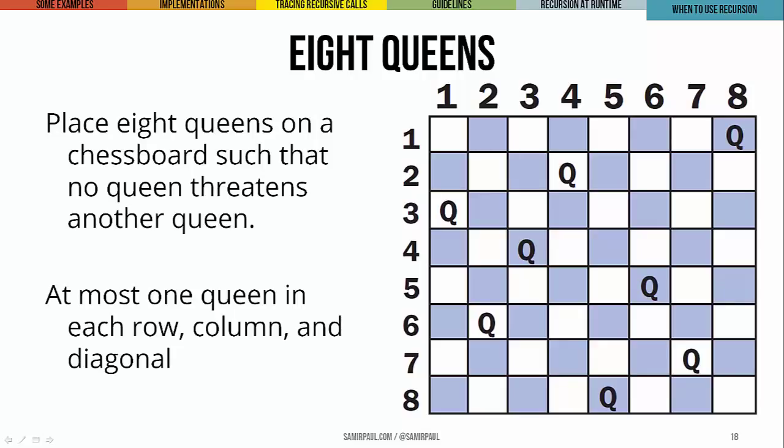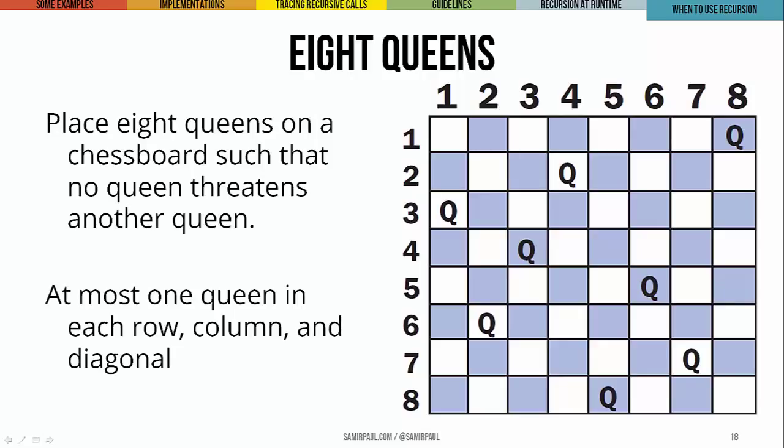The goal is to place 8 queens on a chessboard such that none of the queens threaten each other. If you recall from chess, a queen can attack any other piece that's in the same row, or the same column, or the same diagonal, so you can have, at most, a single queen in each row, column, and diagonal of the board. Now, it's not obvious that there is a solution, but here we can see one.